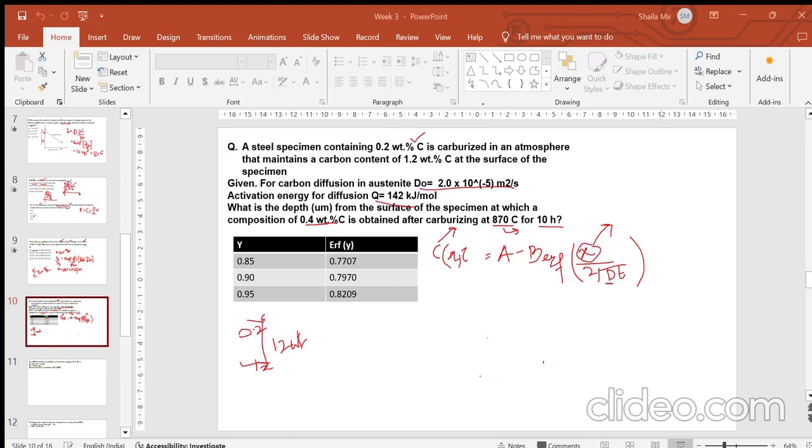It is always better to construct the diagrams for such problems because they help you easily understand the problems. So if you simply have an arbitrary system diagram, we have a liquid, we have an alpha plus liquid area, we have alpha. So you are given a binary system where the liquidus composition is 30% A and the solidus composition is 70%.